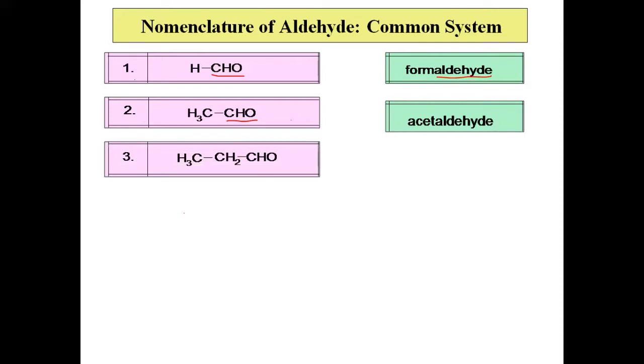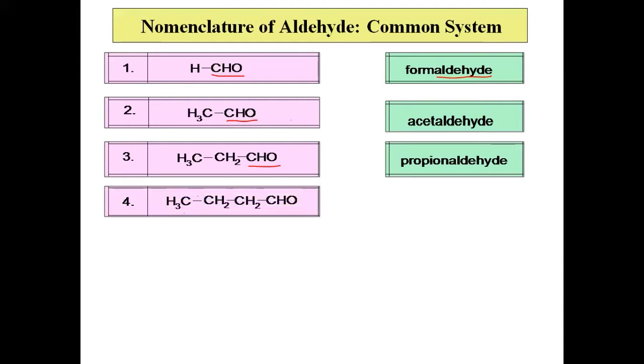Let us see next. Here it has 3 carbon atoms. Suppose instead of CHO there is a COOH group. Then what should be the name of the corresponding carboxylic acid? Propionic acid. And here the last IC acid should be replaced by the word aldehyde, and hence the name of that compound is propionaldehyde. Okay, this is the propionaldehyde. Okay, let us see one more example. Again having 4 carbon atoms in the chain.